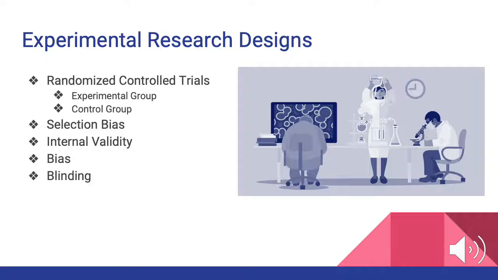The trial involves randomly selected subjects in the experimental group, or the group that receives the experimental intervention, and a control group that receives no intervention beyond current standards of care. Selection bias is a threat to the research design's internal validity, which is the ability to infer that the independent variables actually cause the change seen in the dependent variable. Randomization protects the study from selection bias. Bias can also be reduced through blinding, which happens when neither the subject nor the researcher is aware of the group that the subject was assigned to.